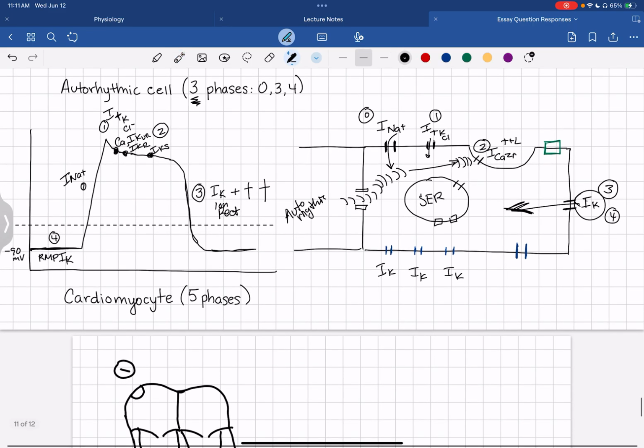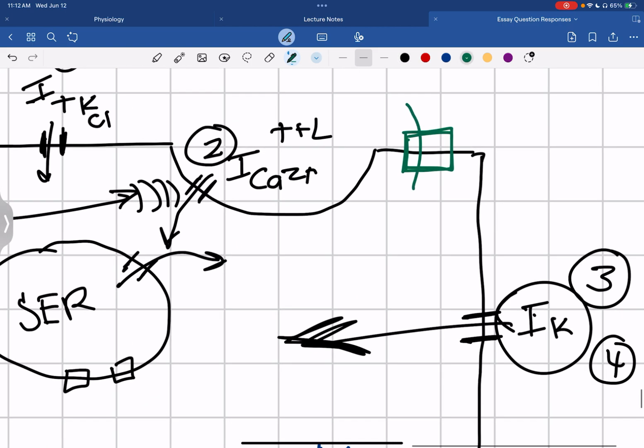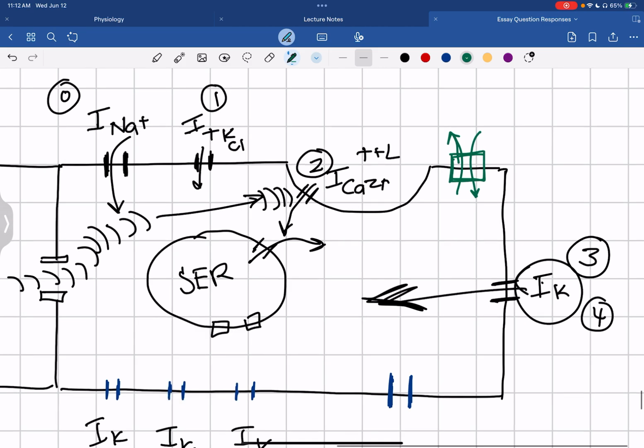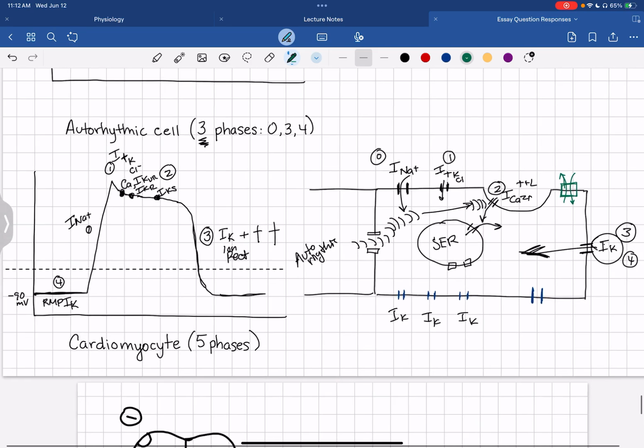And so, remember, we let in calcium during step 2, which also will release calcium from the sarcoplasmic reticulum. And also remember that we have this sodium potassium ATPase always going on in the background as well. Those are important things to remember.